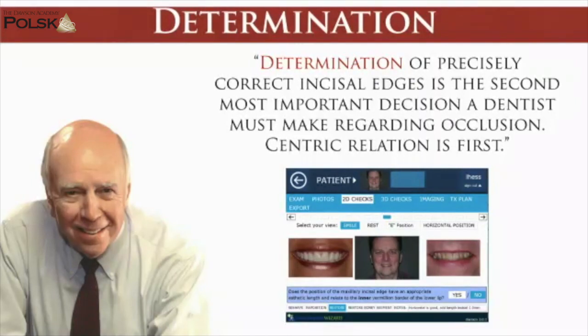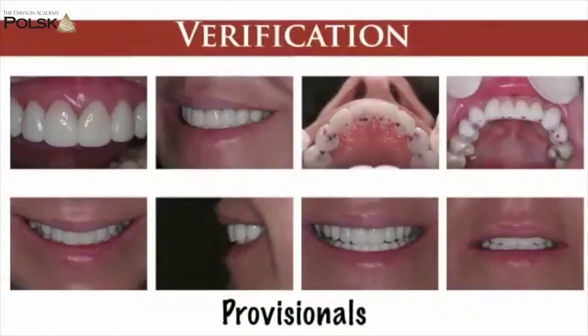In the Dawson Academy, we have a very systematic, checklist-oriented format and flow that will help us to determine where these incisal edges should go.